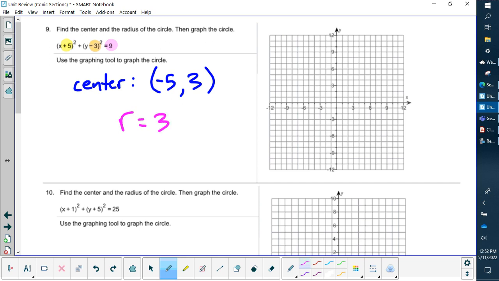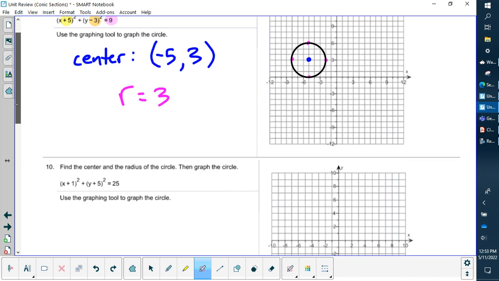Okay, here's how you plot it. You'll start with a point. So I'm going to go left 5 and up 3. There's my center point. And from that point, I'm going to go up 1, 2, 3, to the right 1, 2, 3, down 1, 2, 3, left 1, 2, 3, and then we will connect it and make our circle that looks like this. Boom.